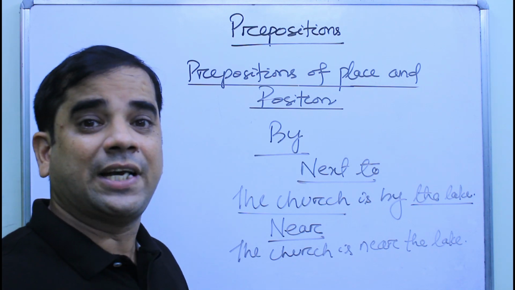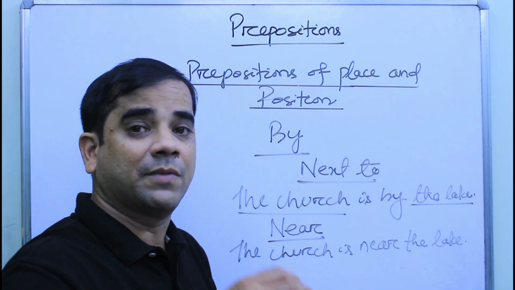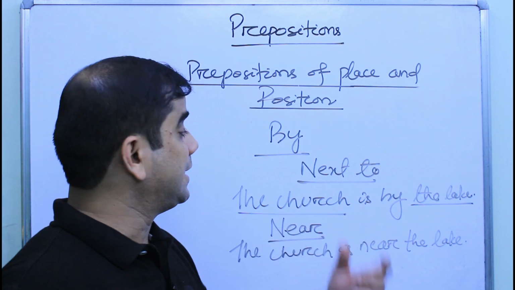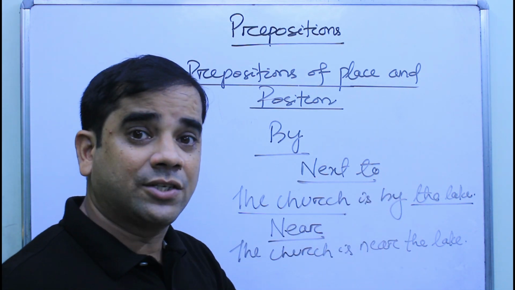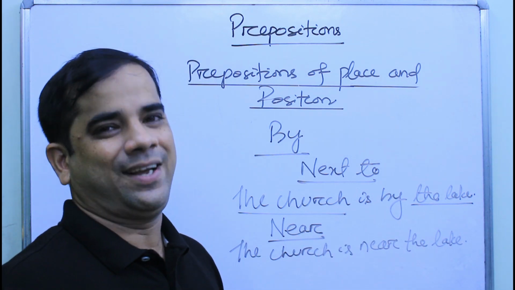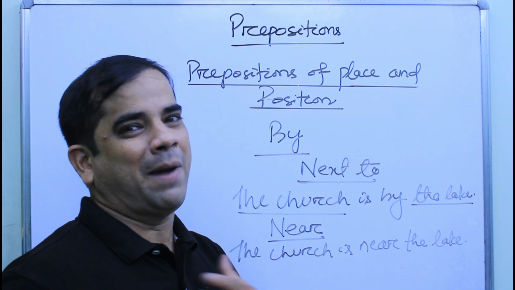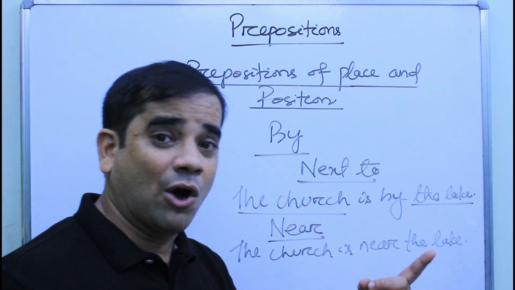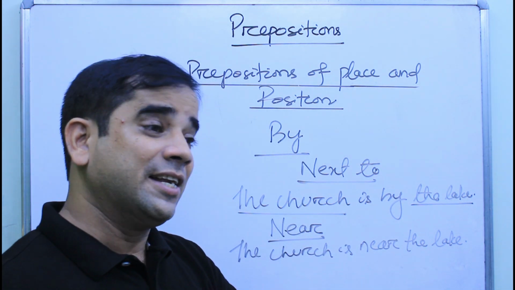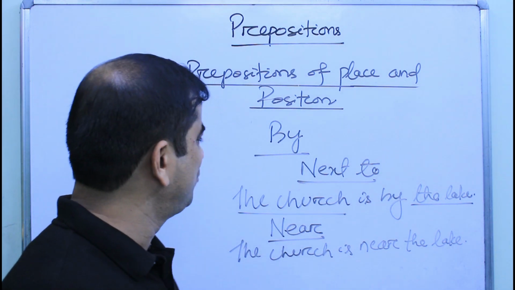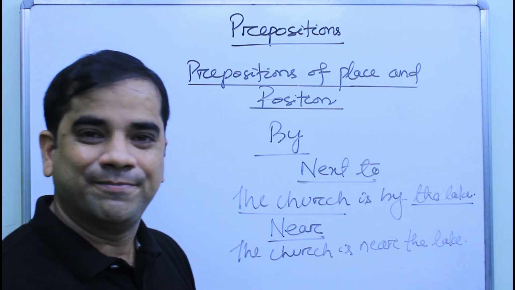The church is situated at a very small distance from the lake. That is why we use near. But in the first case, by means the church is just next to the lake. Okay. Rohan's house is by mine. That means Rohan's house is situated just next to my house. Okay. Hope you understand the use of by and near.